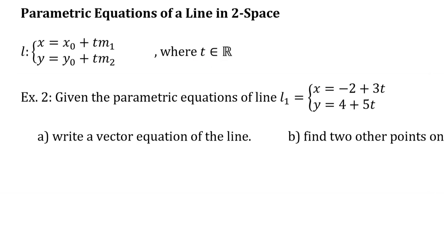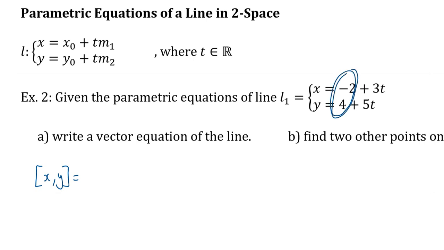So given the parametric equation of the line L1, equal, or often we use a colon there, okay? x equals -2 plus 3t, and the y component is equal to 4 plus 5t. Write the vector equation of the line. So this is another thing that we need to know how to do. We need to know what vector form looks like, and we need to be able to, as quickly as possible, flip back and forth between the different versions. It's fairly easy to go between parametric and vector once you know them both and see the connection, okay?